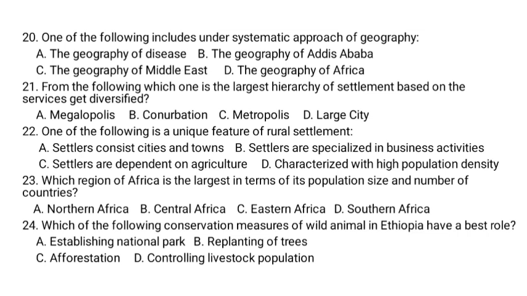Question number 23. Which region of Africa is the largest in terms of its population size and the number of countries? A. Northern Africa. B. Central Africa. C. Eastern Africa. D. Southern Africa. Question number 24. Which of the following conservation measures of wild animals in Ethiopia has the best role? A. Establishing a national park. B. Replanting of trees. C. Afforestation. D. Controlling livestock population.